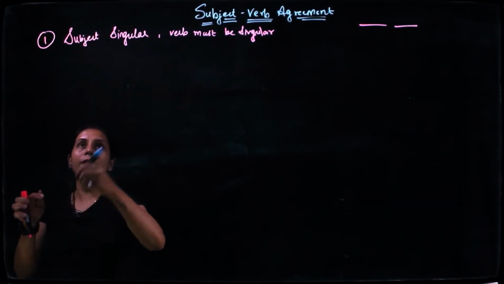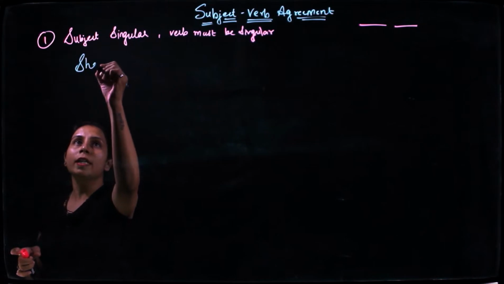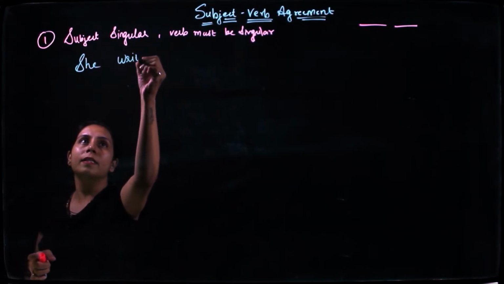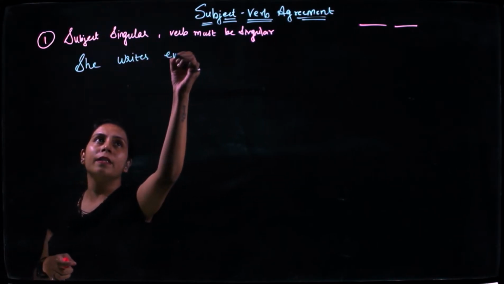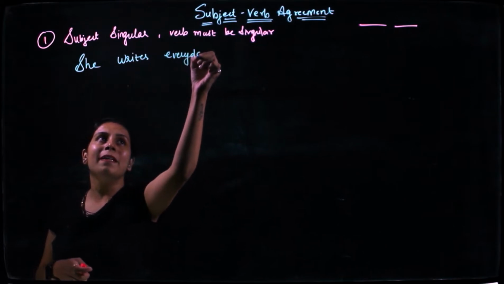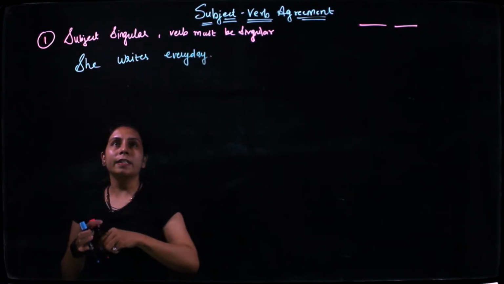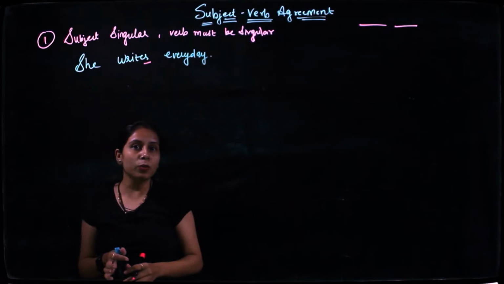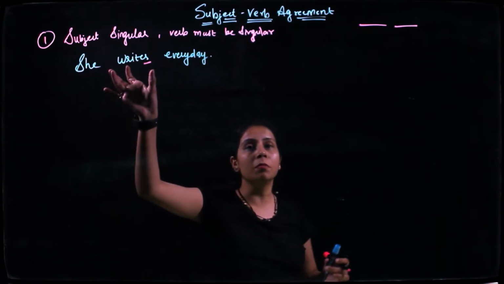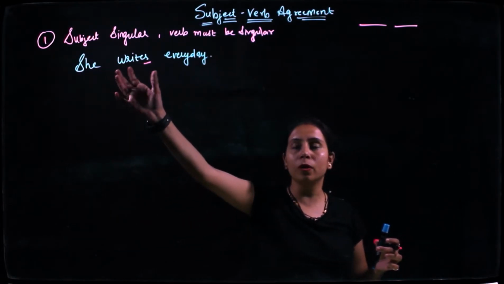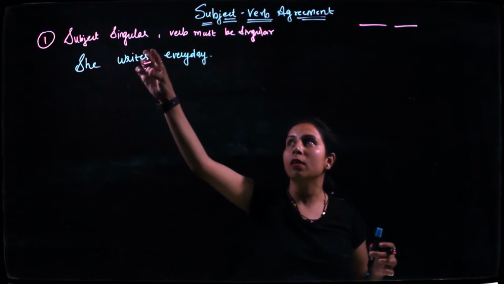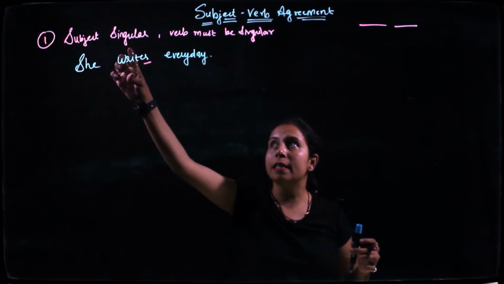Now here I would give an example. She writes every day. Now many people get confused over here. When it is writes, it is plural, the subject is singular, then how come the verb is plural? You said to write it in singular. It is singular in nature. It's writes.